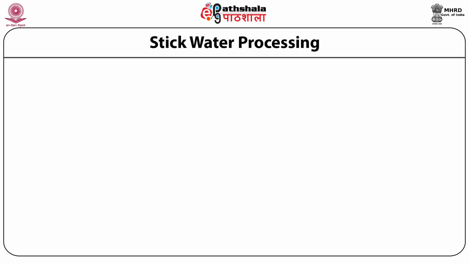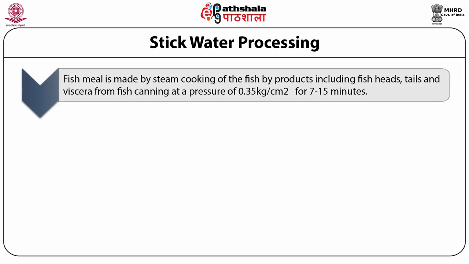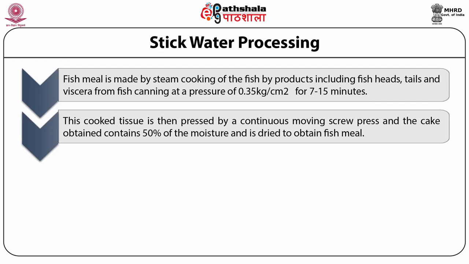Stick water processing. Here, fish meal is made by steam cooking of the fish byproducts, including fish heads, tails, and viscera from the fish canning, processed at a pressure of 0.35 kg per centimeter square for 7 to 15 minutes. This cooked tissue is then pressed by a continuous moving screw press, and the cake obtained contains 50% moisture. Then the product is dried to obtain fish meal.